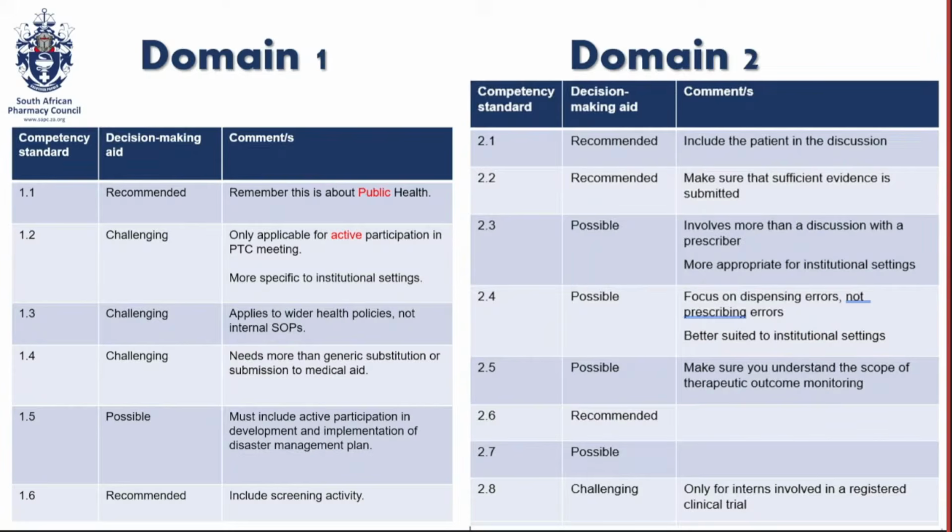So like that, 3.1 deals with manufacturing in a manufacturing setting in a pharmacy, as opposed to 3.5, which deals with extemporaneous compounding. So you have to go through these domains, look at the decision-making aid, where we've said it's either recommended, challenging, or possible. Look at your practice setting and see whether you do such things.